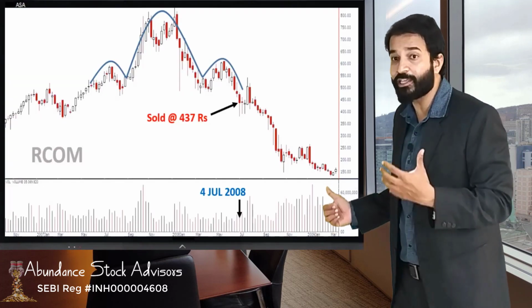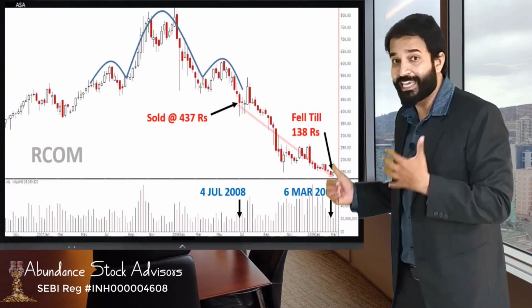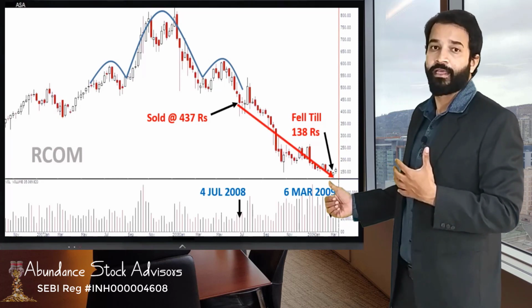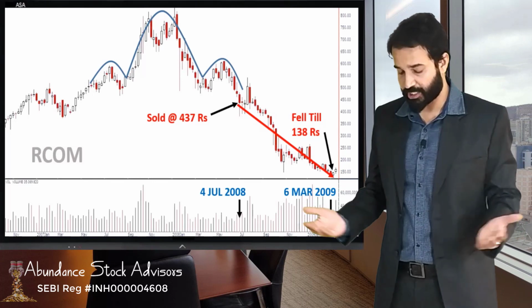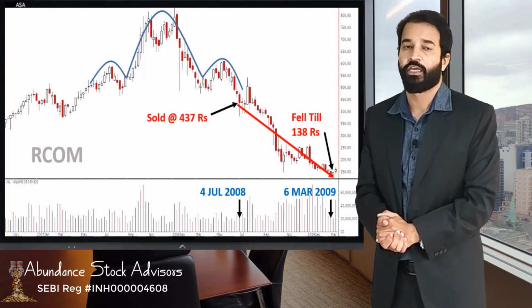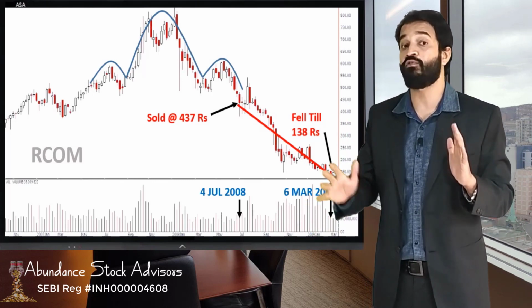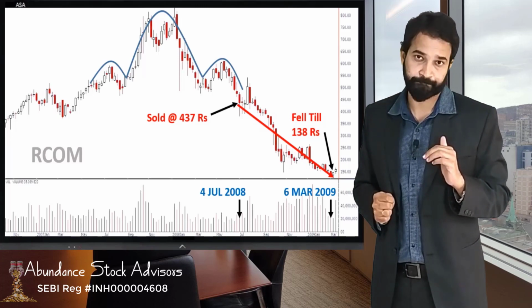So did the stock fall as predicted? On 6th March 2009, the stock was trading at 138 rupees in a period of just 9 months. The stock had fallen around 70%.